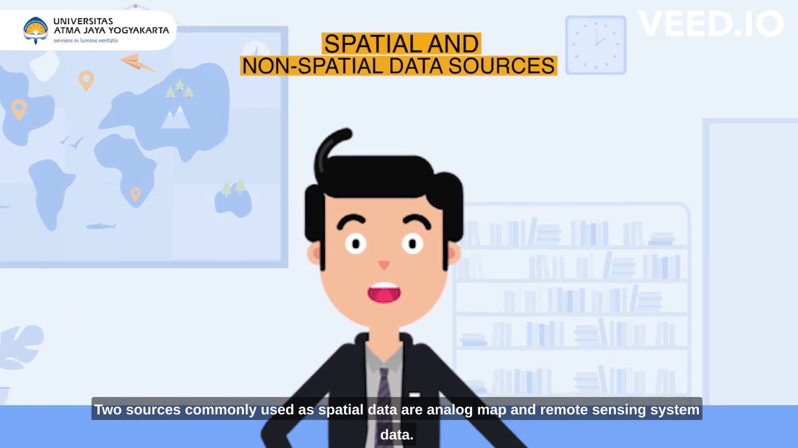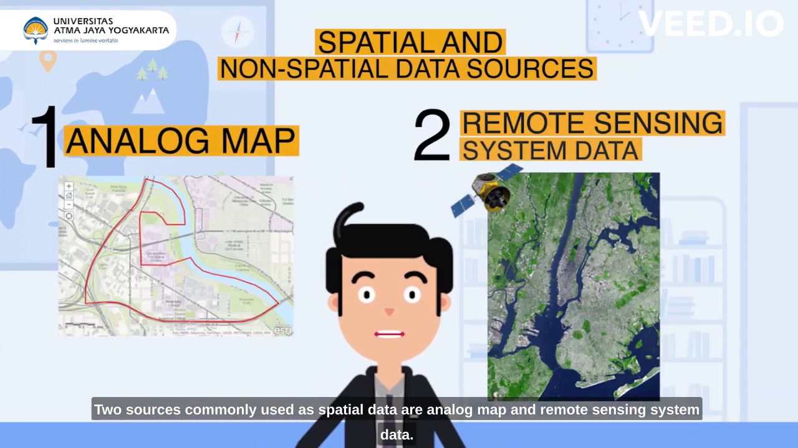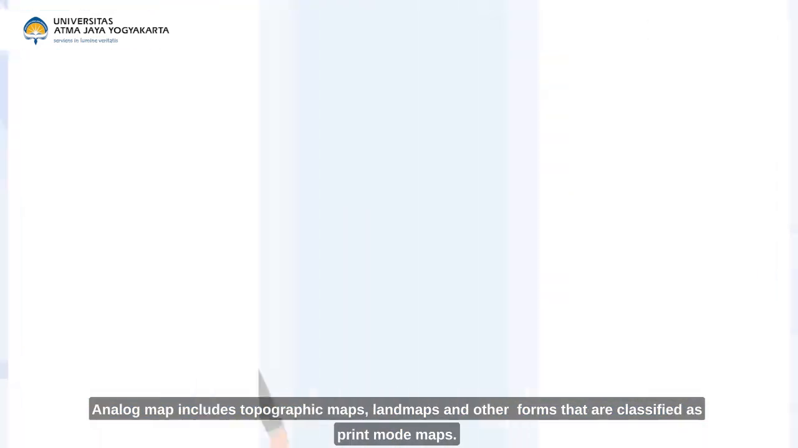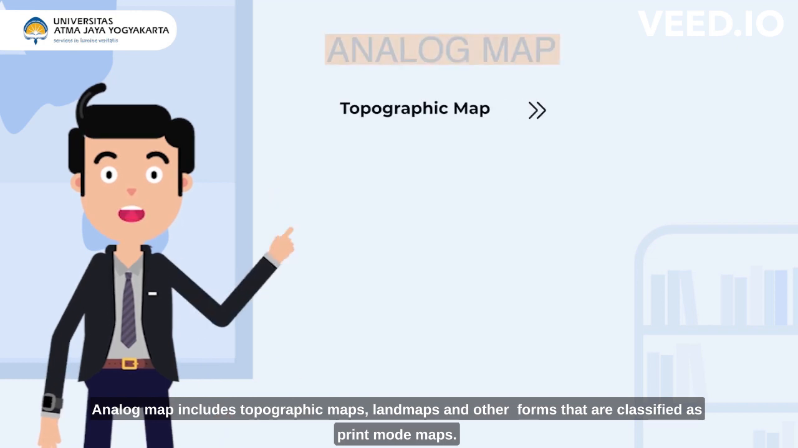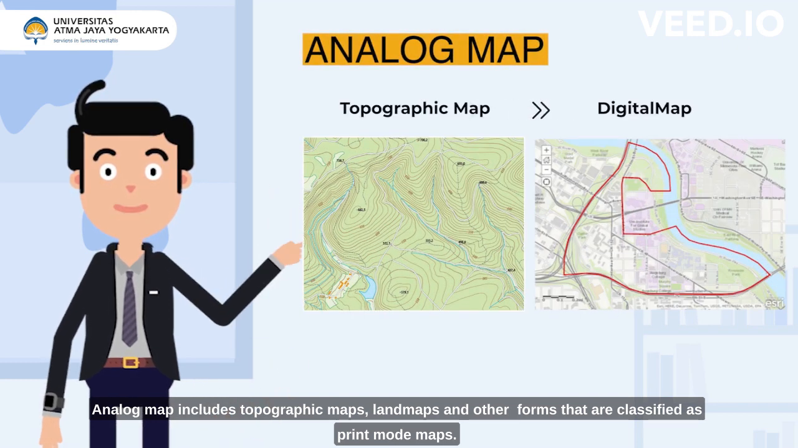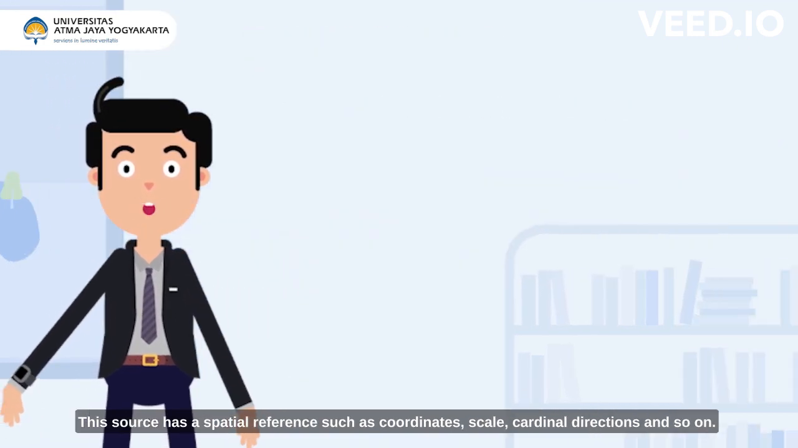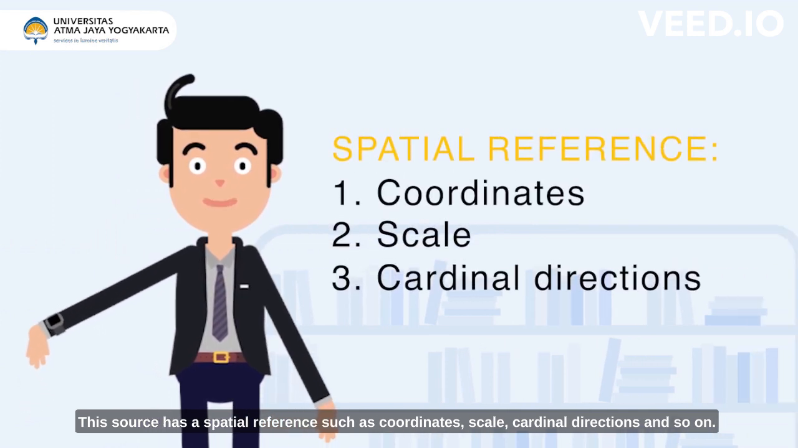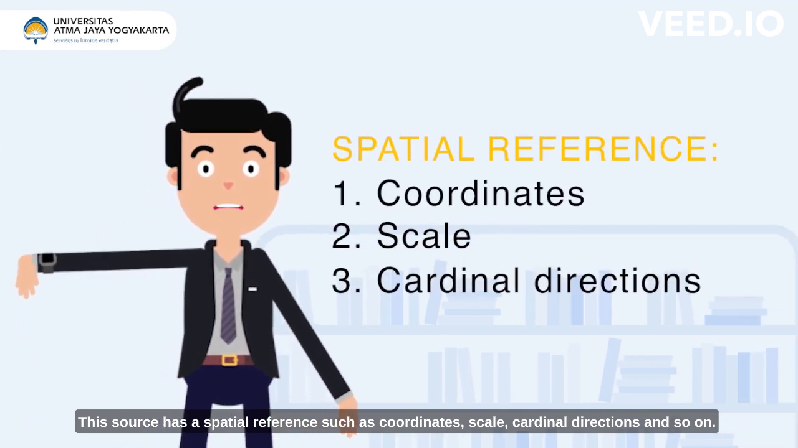Two sources commonly used as spatial data are analog map and remote sensing system data. Analog map includes topographic maps, land maps, and other forms that are classified as print mode maps. This source has a spatial reference such as coordinates, scale, cardinal directions, and so on.